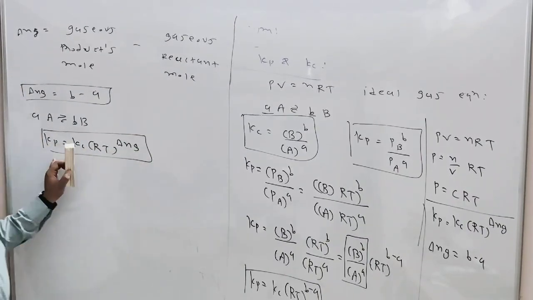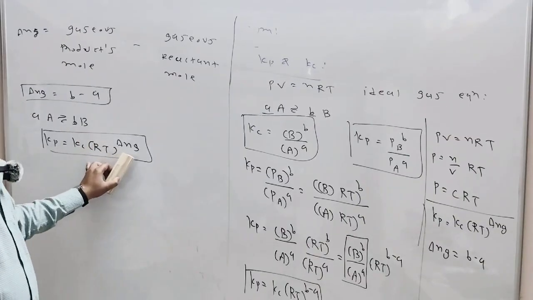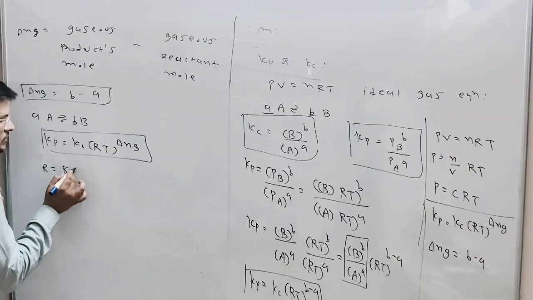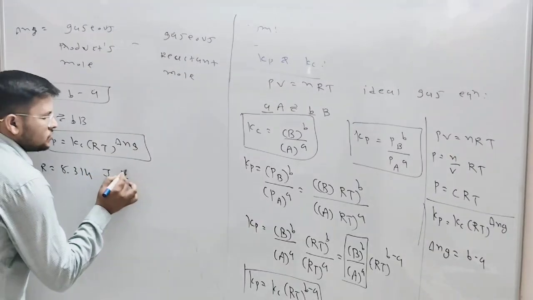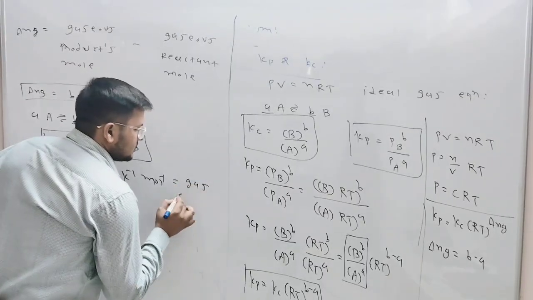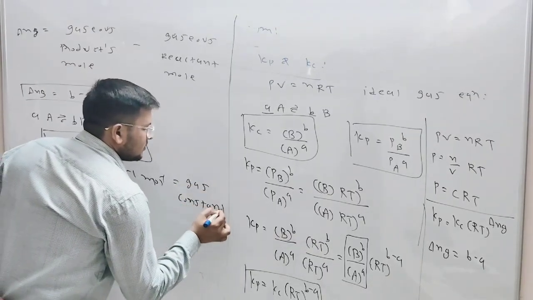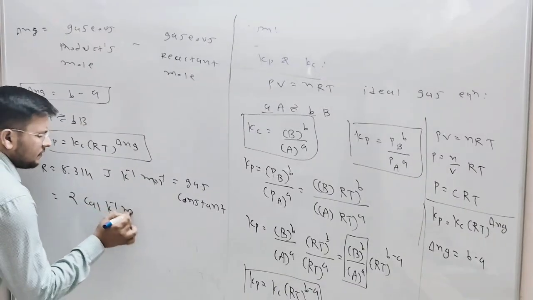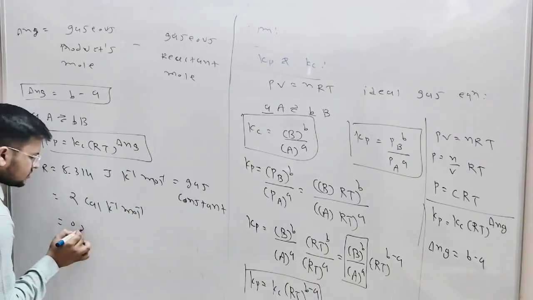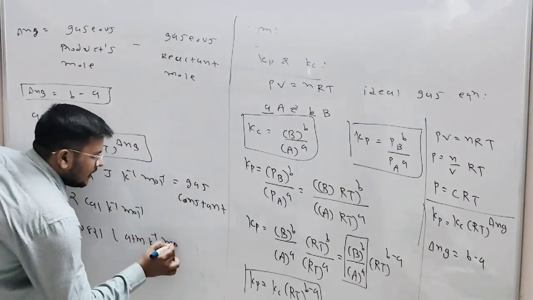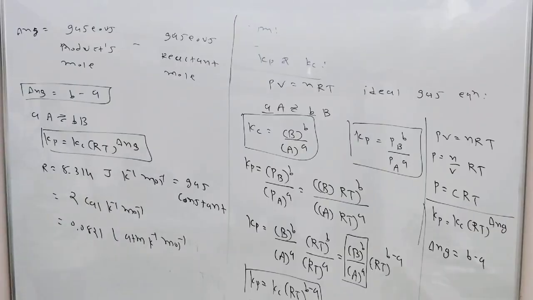Kp is the equilibrium constant in terms of pressure for gas, Kc is in terms of concentration. R has different values: 8.314 joule Kelvin inverse mole inverse. R is called the gas constant. Another value is 2 calorie Kelvin inverse mole inverse. One more is 0.0821 liter atm Kelvin inverse mole inverse. You should know all three values of R.